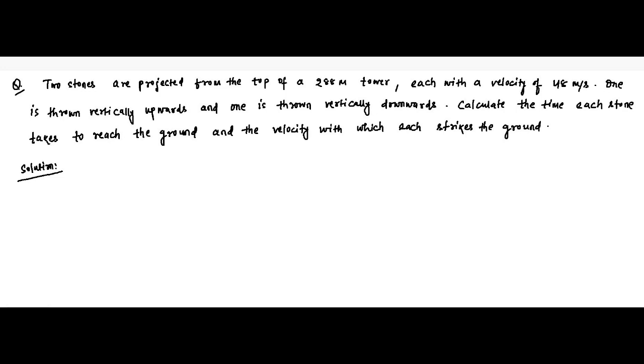So it is given that two stones are projected or thrown from the top of a 288-meter high tower, each with a velocity of 48 meters per second. One stone is thrown vertically upwards and the other one is thrown vertically downwards. Calculate the time each stone takes to reach the ground and the velocity with which each strikes the ground.